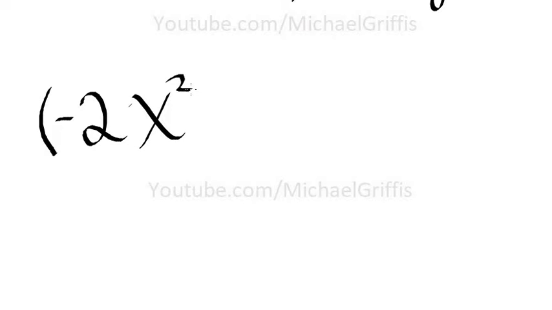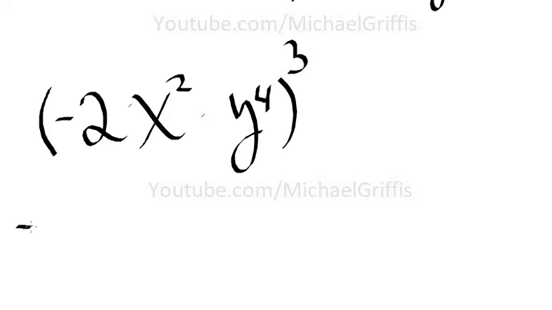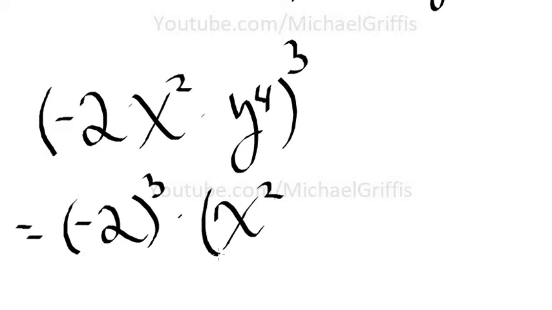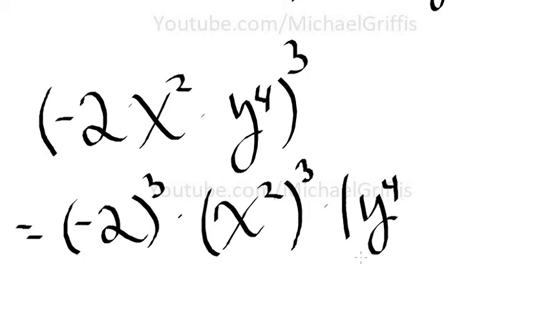Okay, let's look at another one here. This one will be a little bit trickier. So let's go ahead and break this up. This is -2 raised to the third power times x squared raised to the third power times y to the fourth raised to the third power.